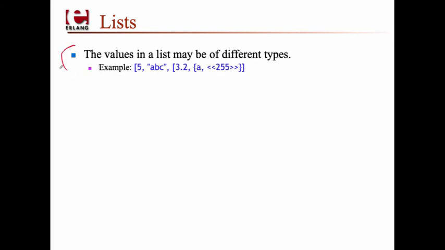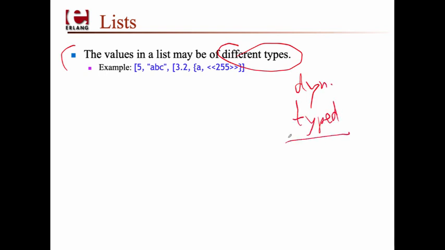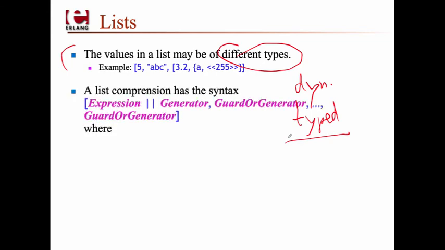So lists now. Lists can be different type values. So again, Erlang is similar to us in that it's dynamically typed. It's a dynamically typed language, which means the type is known only at runtime.